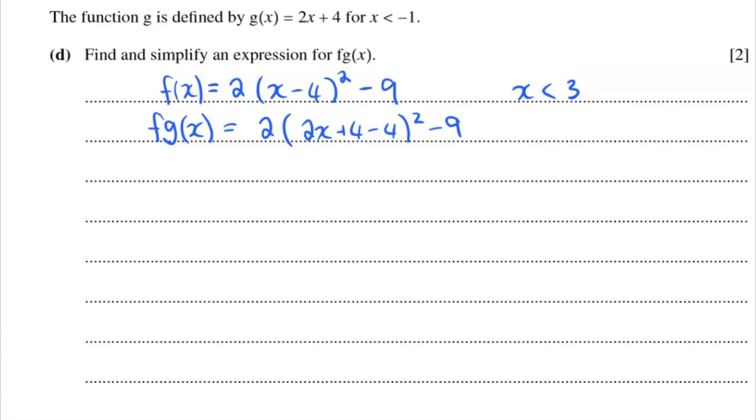All right, so we've got 4 plus 4 minus 4. We're going to square 2x, and we're going to get 2 times 4x squared minus 9. All right, 2 times 4 is 8. We'll get 8x squared minus 9. I think that's as simple as we can make it.